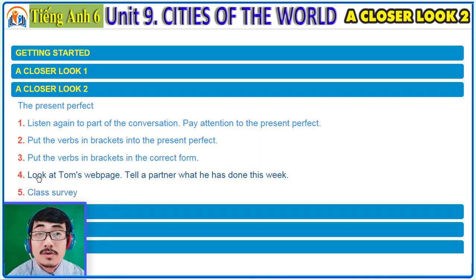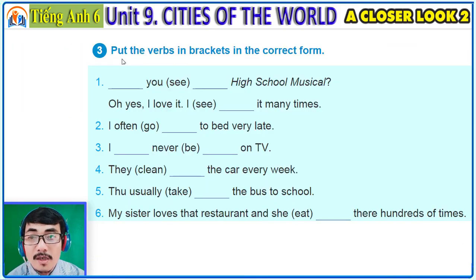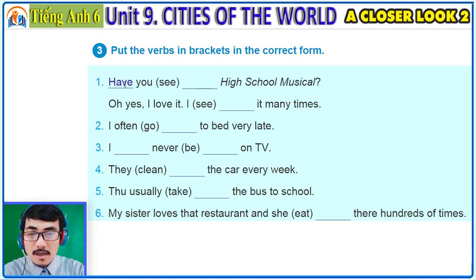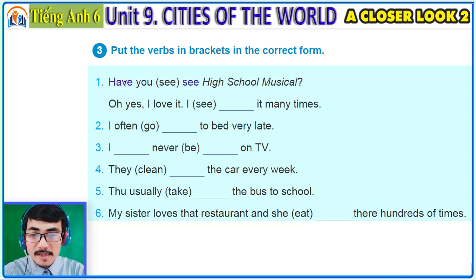Now we move to activity number 3. Put the verbs in brackets in the correct form. Here is activity number 3. So you look at the 6 sentences here and I'll help you. 1. High School Musical. Oh yes, I love it. So, what have you seen?